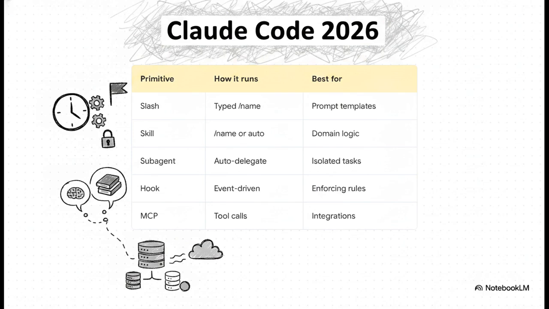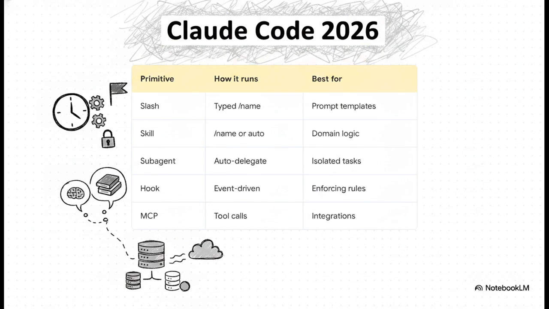Now, what's really interesting about this breakdown is how clearly it separates the function of each primitive based entirely on where it lives and how it executes. For instance, a hook is event-driven. It fires at defined points like, say, a pre-tool use checkpoint, and it runs deterministic code. That is perfect for enforcing hard rules without any risk of AI hallucination.